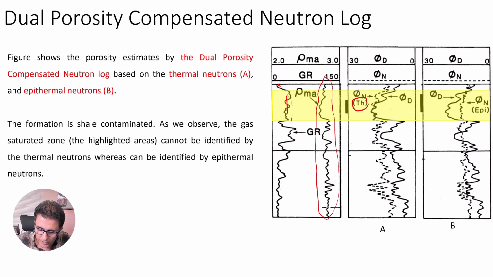But when we use epithermal neutrons here, you see that the epithermal neutron porosity again underestimates the porosity compared to phi d. And here we are able to see the excavation effect, from which we are able to say that this zone should be saturated by gas.